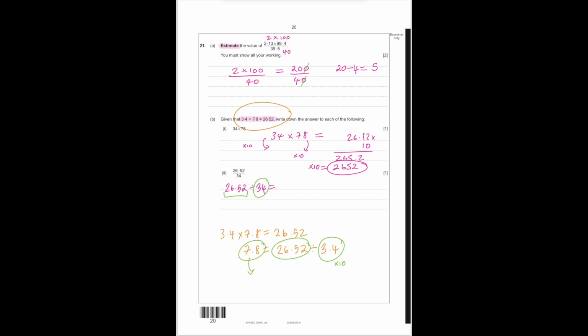So this answer of 7.8 is going to be divided by 10. So that's going to be equal to 7.8 divided by 10, which is equal to 0.78, because we rearranged that equation.